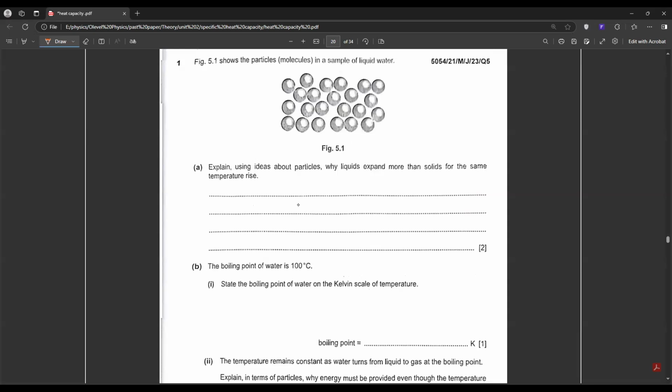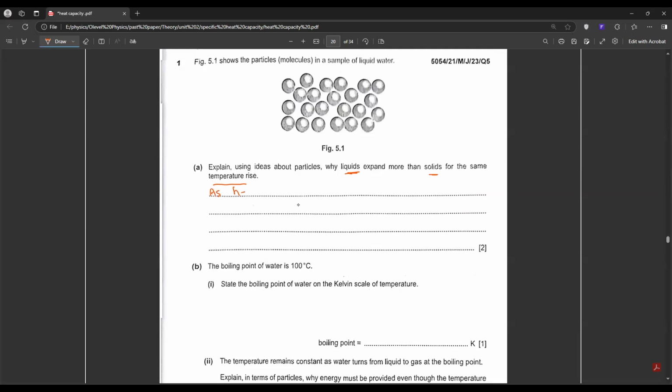Figure 5.1 shows the particles moving in a sample of liquid water. Explain using ideas about molecules why liquids expand more than solids for the same temperature rise. Why will liquid expand more than solid for the same temperature rise? What can you say here?